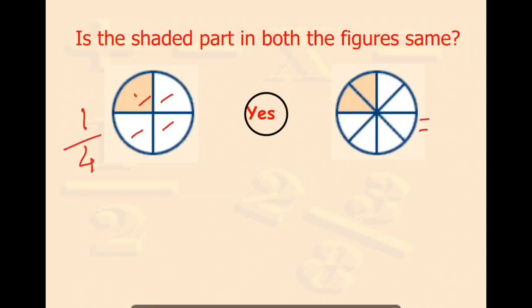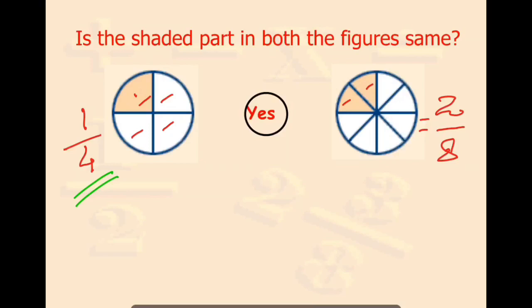And here, what's the fraction for it? The number of shaded portions is 2 and the total number of portions is what? 1, 2, 3, 4, 5, 6, 7, 8. So in totality the denominator is 8. Now look here, what's the special thing about these two fractions? This is your 1 by 4 and this is what?